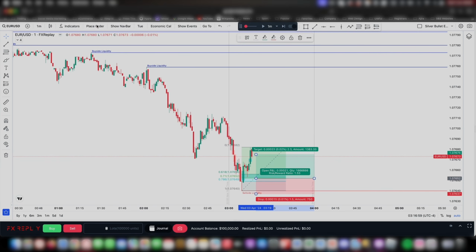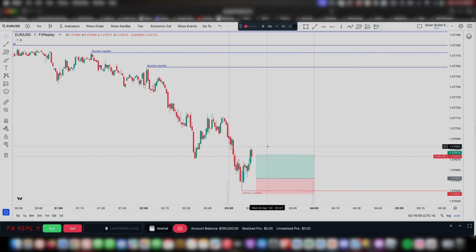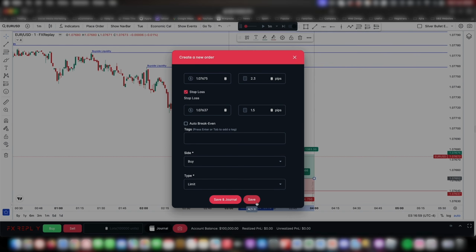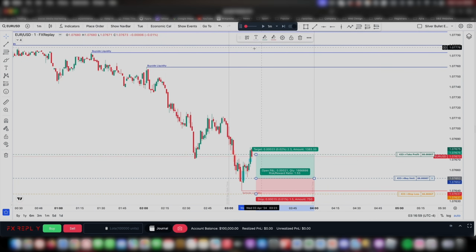So let's take this order. I'm going to just close this fib tool. Make sure you've taken down those numbers for the fib, guys, because that's very important. So if ever you're not sure where your entry is going to be, you're basically using that fib tool. Right, so let's place this order. Place order, a buy limit, and that's it.